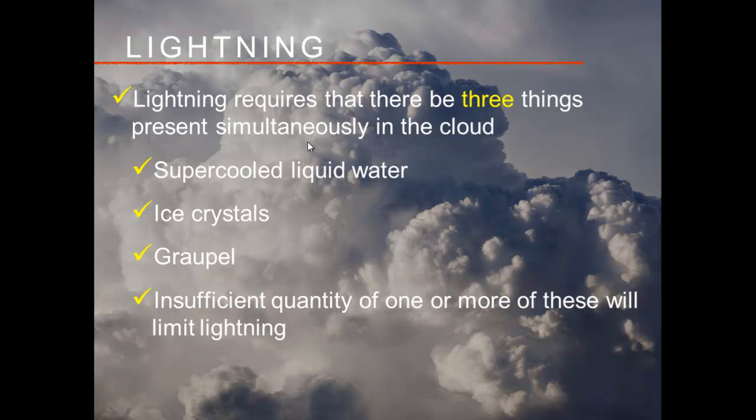And a lot of times you have low top convection, which may not have any lightning at all. It may not have enough ice crystals or enough graupel in the cloud at the time to produce lightning. There may be plenty of supercooled liquid water, but if you're missing one of those other two items, you may not get lightning, but that does not mean that that particular cloud isn't dangerous. It certainly could be. And when we talk about low top convection, we're talking about 25,000 feet or lower.